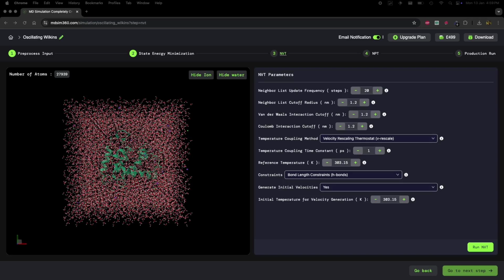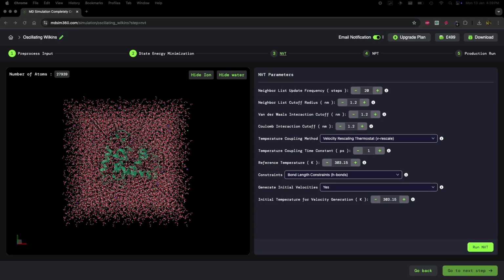This step is crucial because we stabilize the system's temperature while keeping the volume constant. In the previous step, we worked on energy minimization. There, we eliminated any stress or atom overlaps and stabilized the system's energy. Now, in the NVT step, we take that relaxed system and focus on maintaining a constant temperature.